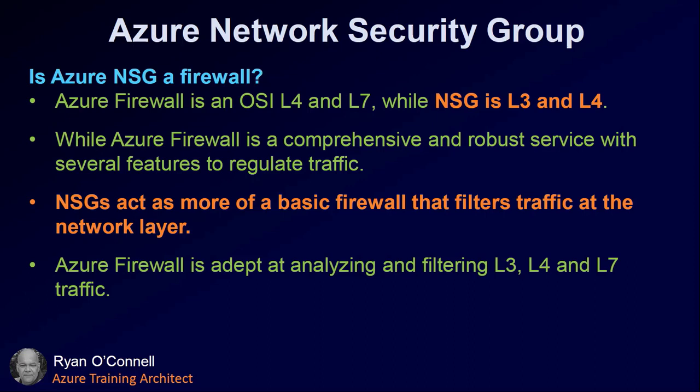The Azure firewall is adept at analyzing and filtering level 3, level 4, and level 7 packets and traffic, where an NSG only does level 3. And again, it's just basic network filtering.